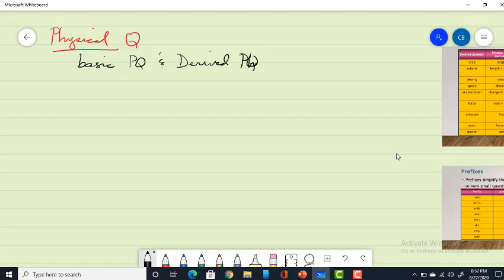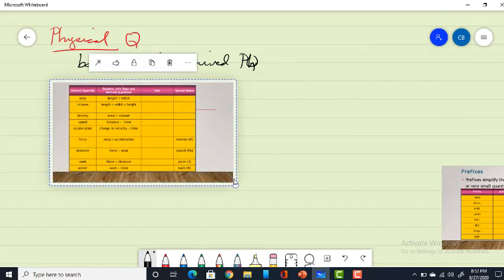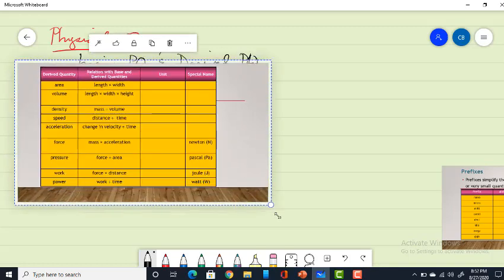There are lots of physical quantities. There are actually seven basic physical quantities, but only three are commonly used in kinematics. By the way, let's have this picture. Okay, can you see the picture?